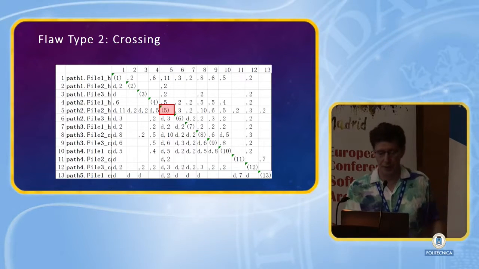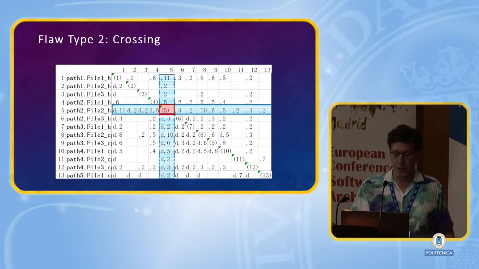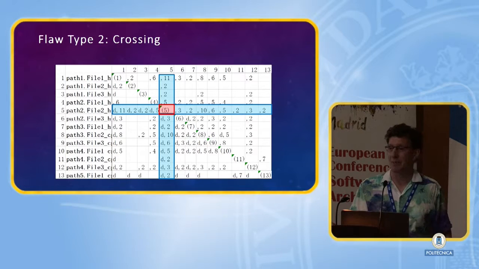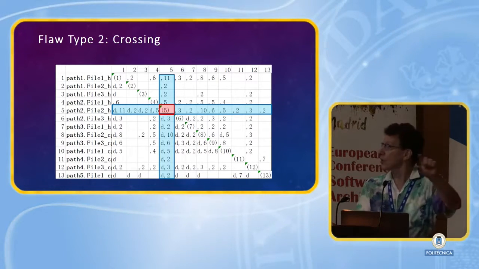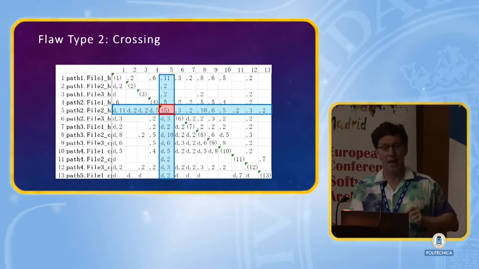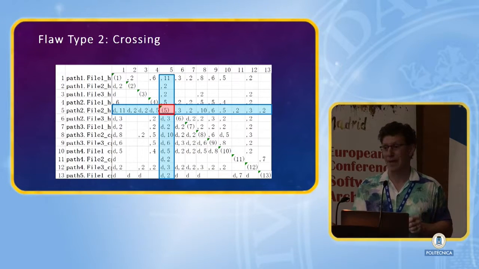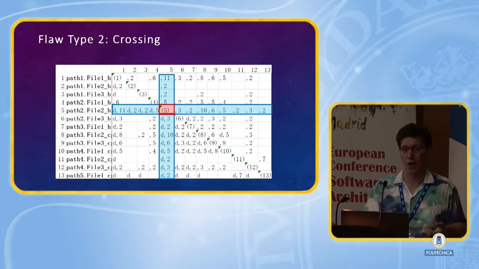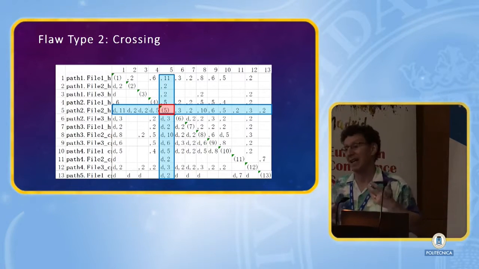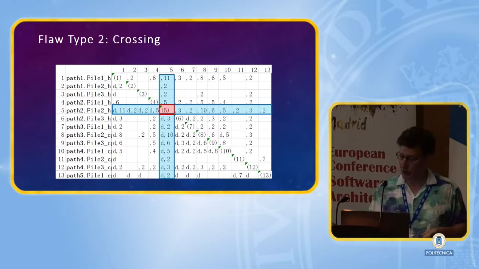Another flaw type is crossing. So this is where you have a file that depends on many other files in the system. So you see this horizontal stripe of dependencies, and many other files in the system depend on it, a vertical stripe of dependencies. So again, it's a crossing. This is high fan in, high fan out is another way of saying this.